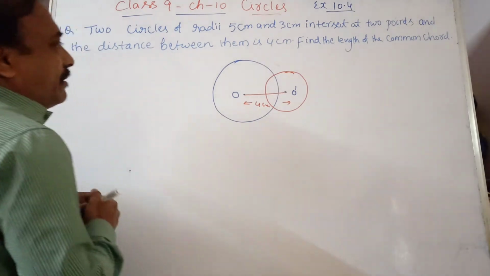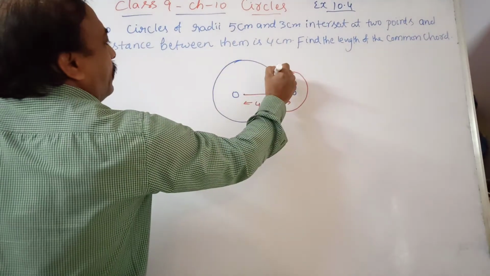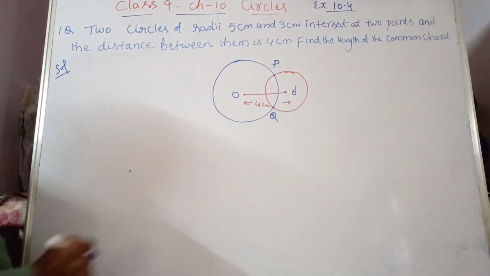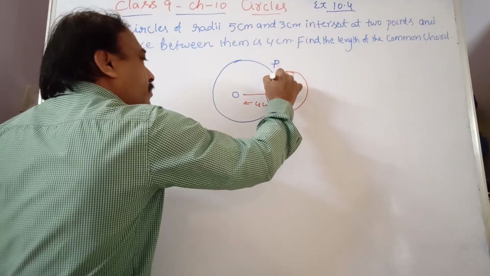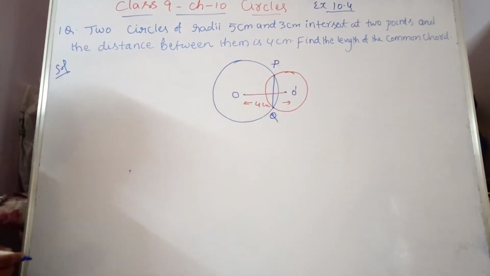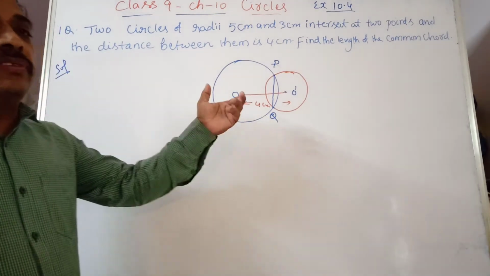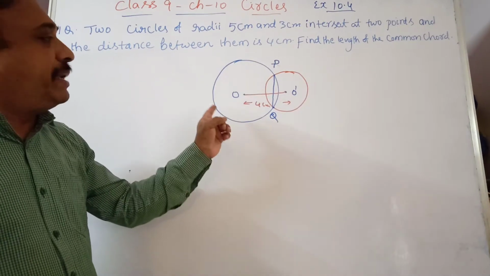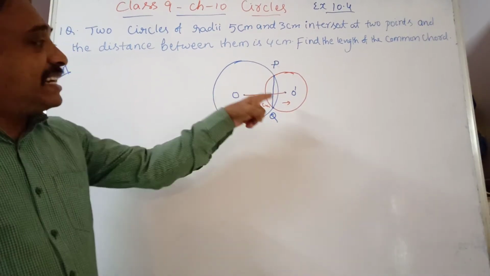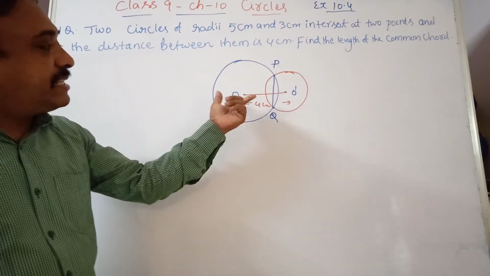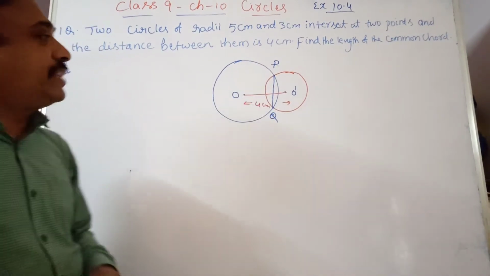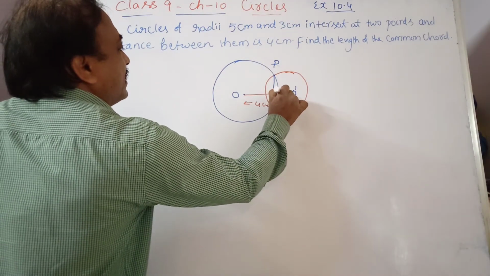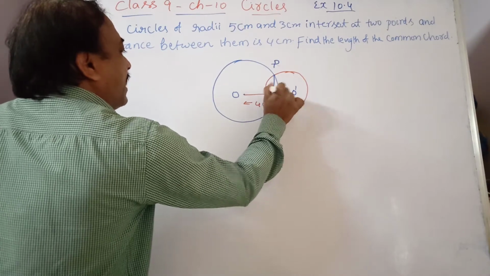Those two circles are meeting at the points here, P and here, Q. PQ is the common chord. As we discussed, when two circles intersect at two distinct points, their centers lie on the perpendicular bisector of the common chord. So here I am locating this point as M.